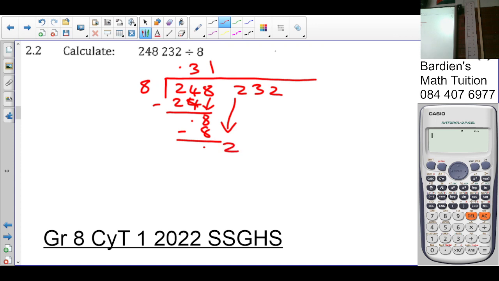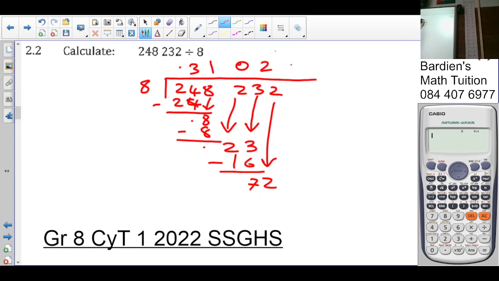Right, carry down the 2. 8 can't go into 2, so put the 0. Bring down the 3. 8 goes into 23 twice. 2 times 8 is 16, and 23 minus 16 is going to be 7. Is that correct? And then bring down the 2.